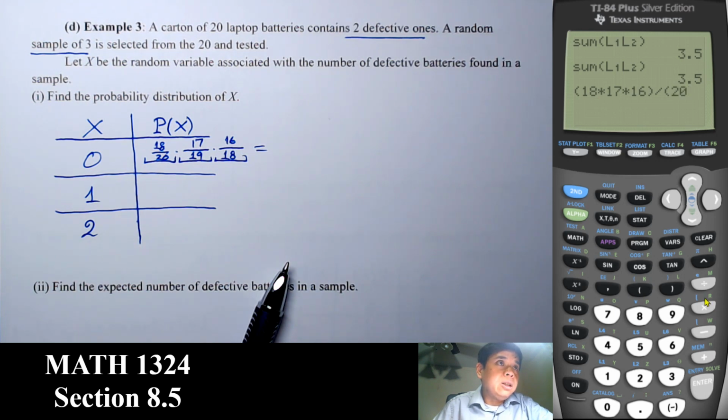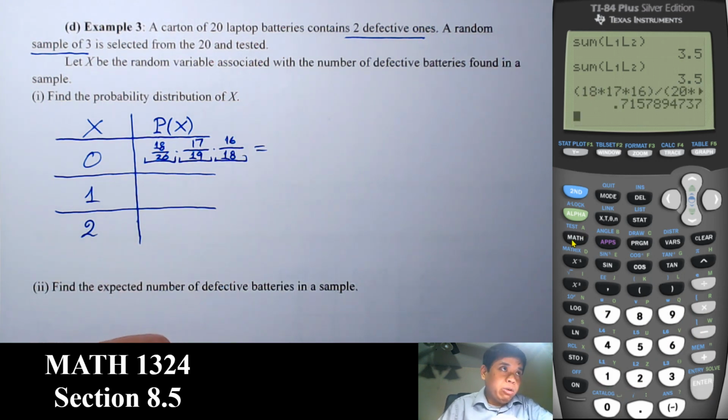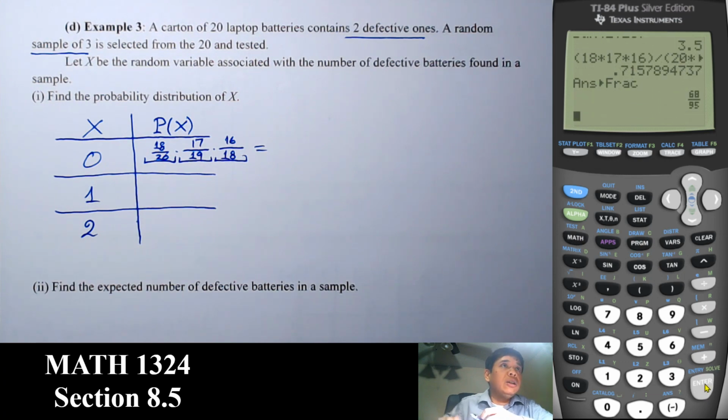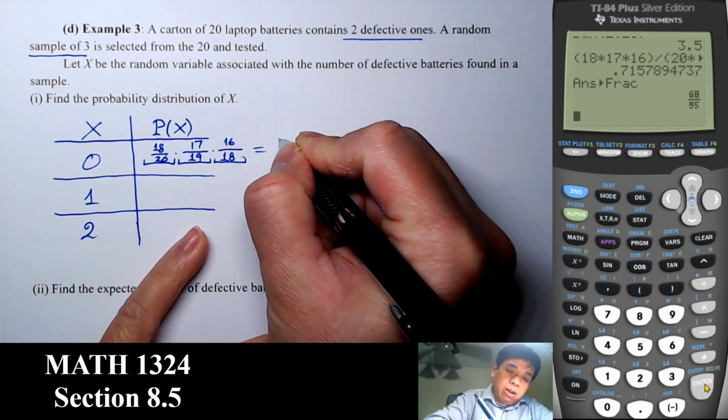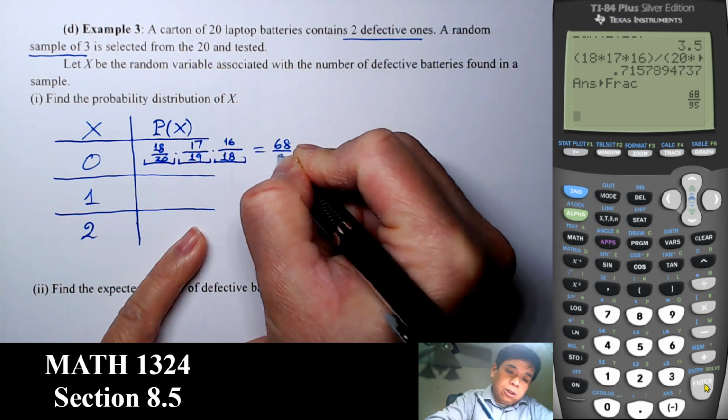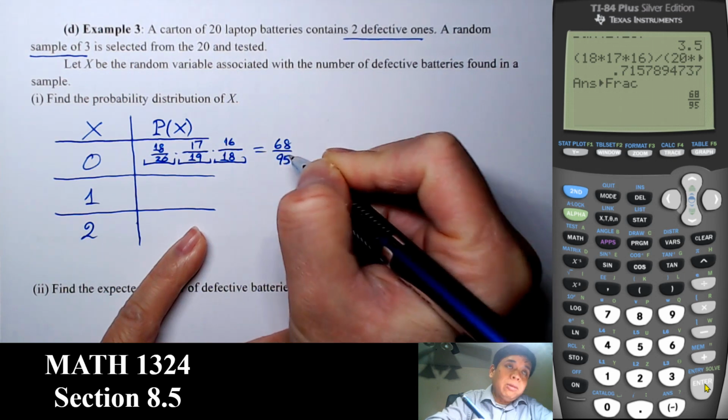20, 19, and 18. And with that, which converts to the fraction 68 over 95. Right.